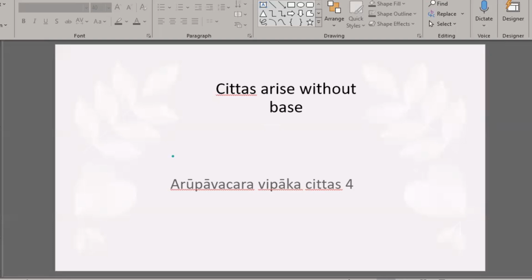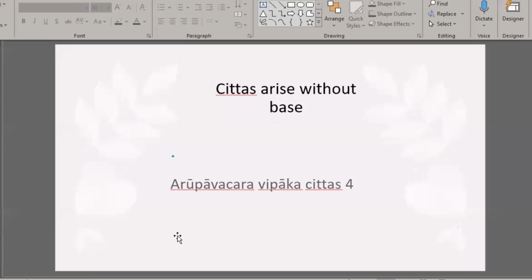There are 3 functions. What are they? Patisandhi, rebirth function in where? Rebirth function in Arupavachara realm. Similarly, Bhavanga, life continuum, and Chuti, death. Patisandhi, Bhavanga, Chuti functions in Arupavachara realm. Those are the functions of Arupavachara Vipaka chittas.